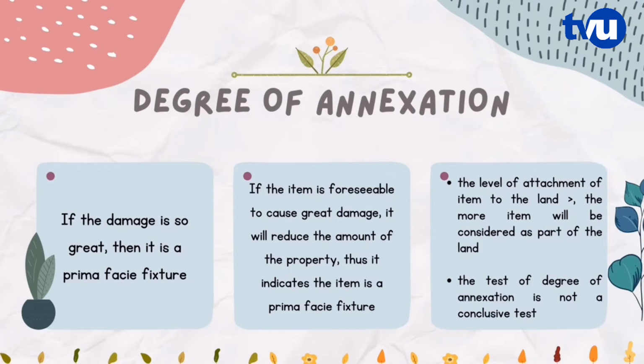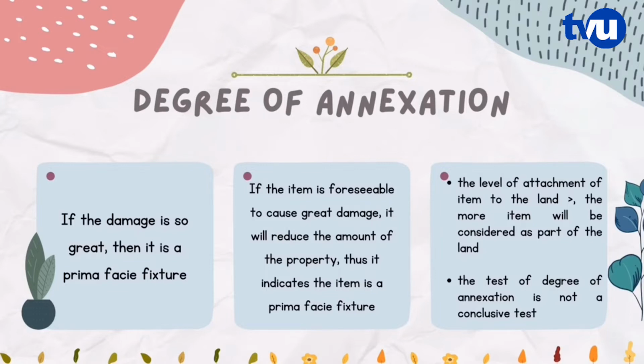If upon removal of the item there is great damage, then it is prima facie considered a fixture. Also, if it's foreseeable that removing the item will cause great damage, and that it will reduce the value of the property, this indicates the item is also prima facie a fixture. So in general, we have to refer to criteria such as the level of attachment to the land. The more the item is considered part of the land, the more likely it is to be a fixture. However, the degree of annexation test is not a conclusive test, and we need to refer to the next one as well.